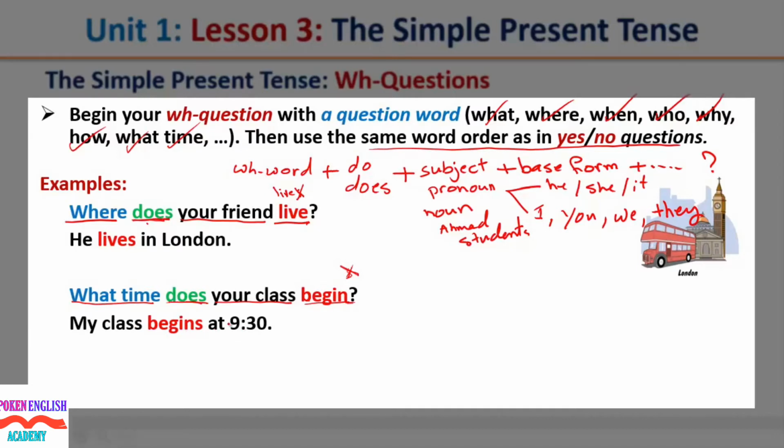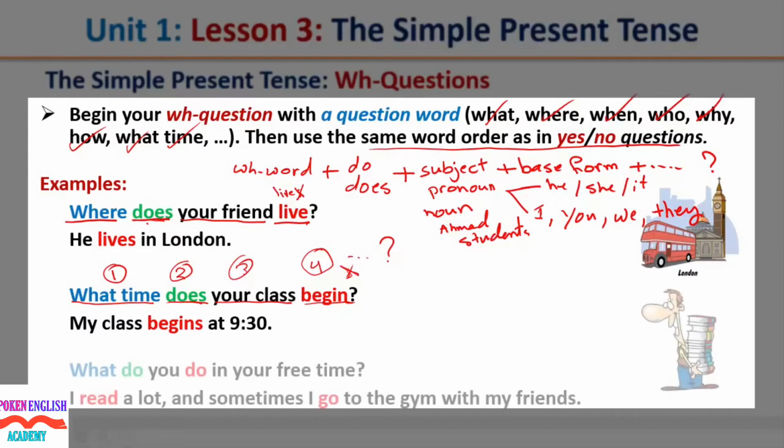So again, the word order is very important in forming questions. First, number one, start with a question word. Then use do or does. Then you need to use the subject, either noun or pronoun. After that, you need to use the base form of the verb. Then complete your question.